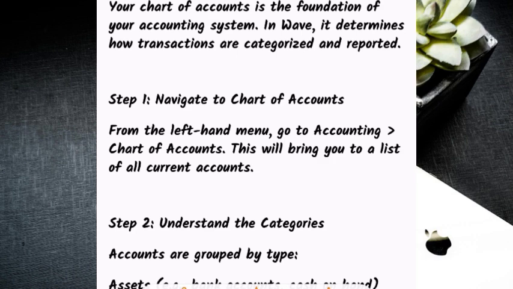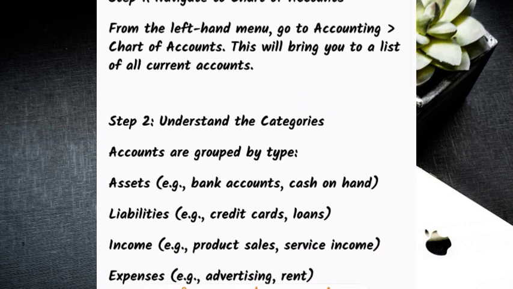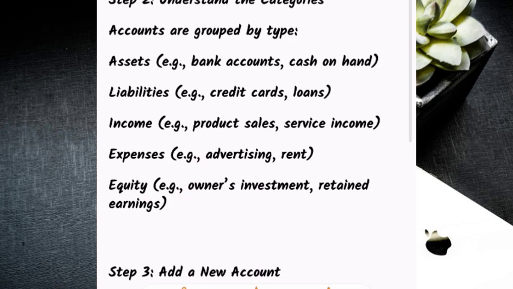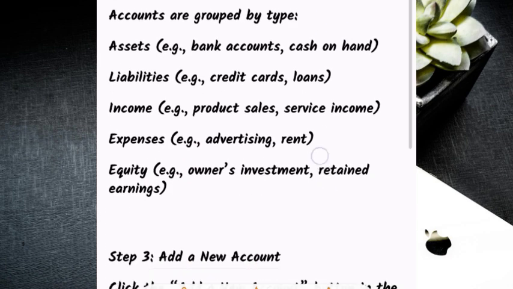Step 2, understand the categories. Accounts are grouped by types. You have the assets, liabilities, income, expenses, and equity.